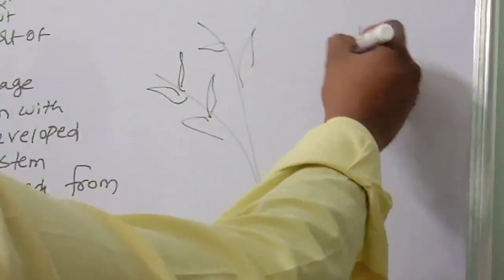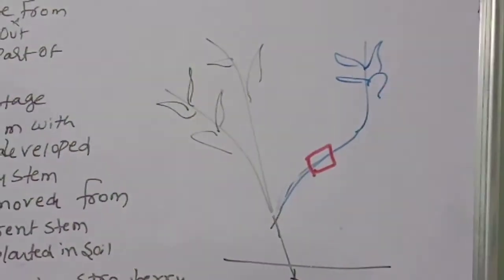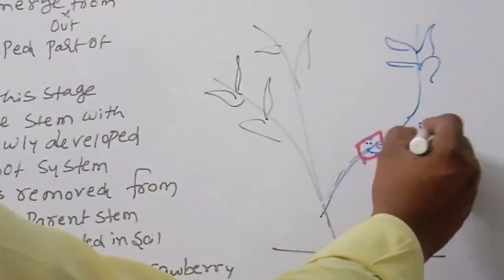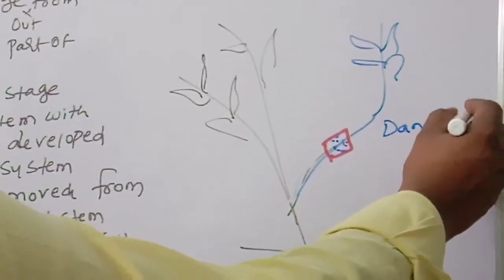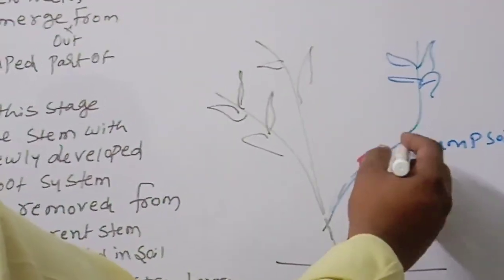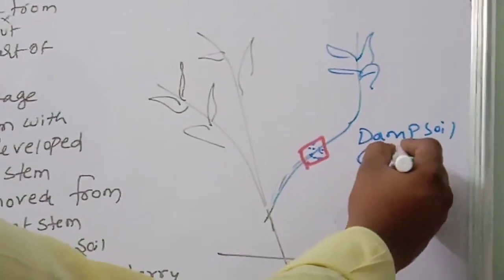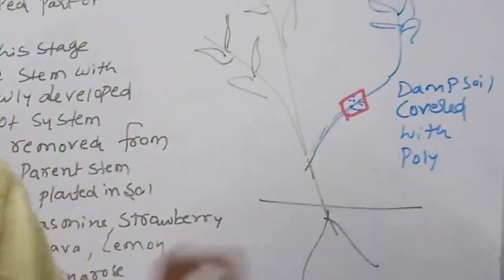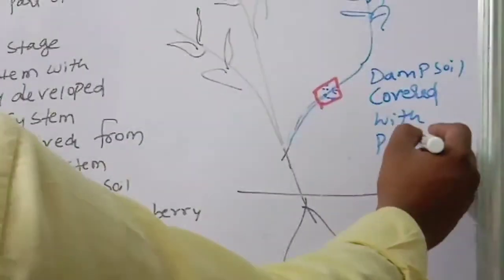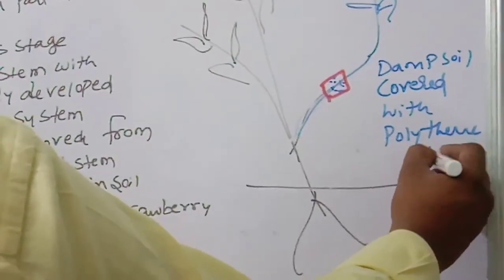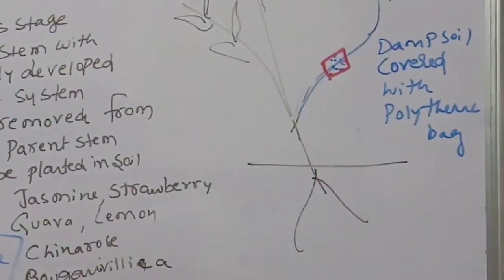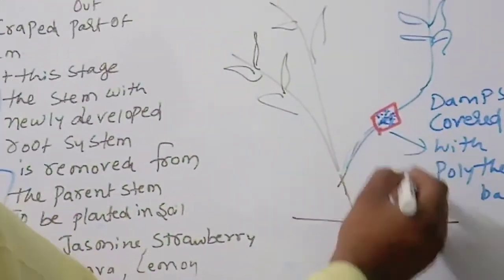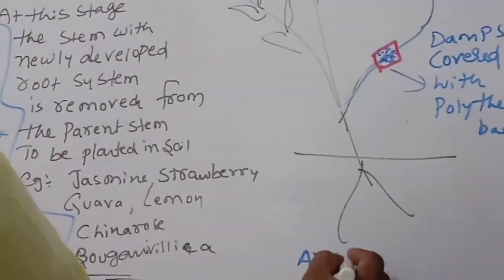So it will look as usual. Later, what will happen? This is damp soil, covered with a polythene bag. Then roots will be formed after some time.